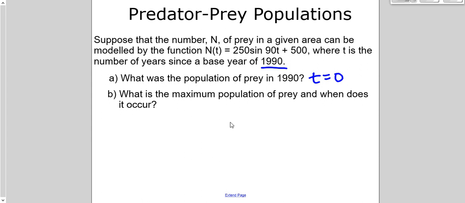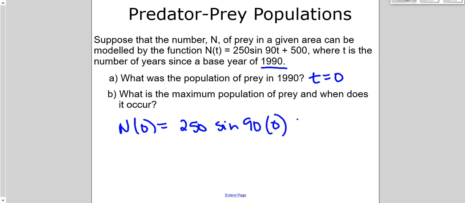There's a couple of ways you can solve this. You could graph the situation, which totally works, and then just take a look. Or we can sub in that value 0 into our function, just like this. Where there was a t, I replaced it with a 0. And 90 times 0 is 0.